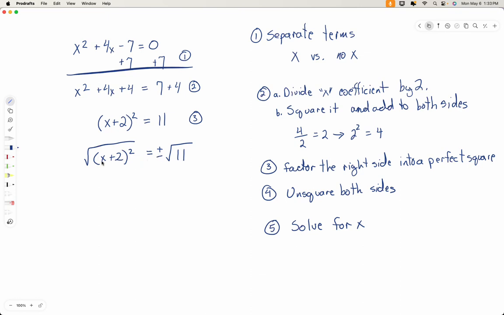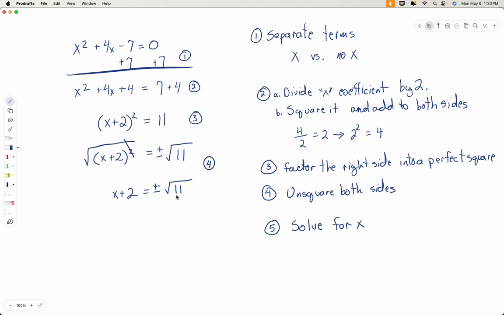We know what this is because we factored it. We know that it's positive. That's given to us in this value here. We know it's positive already, so we don't have to guess. So we pull this out, and whenever we do that, these cancel each other. So then this becomes x plus 2 is equal to plus or minus square root of 11. This is step 4. This is where we unsquared it and simplified it.